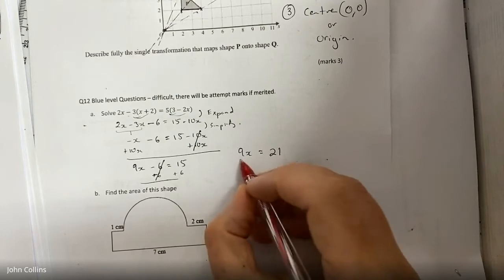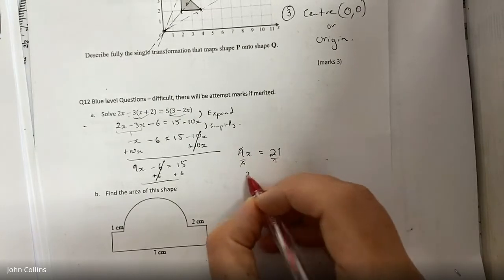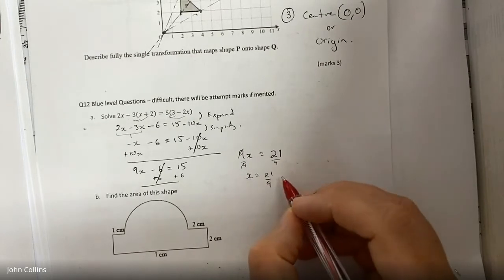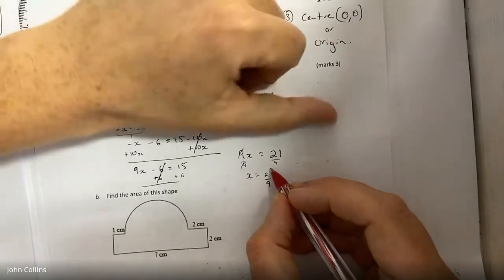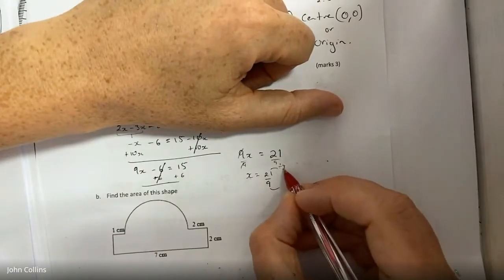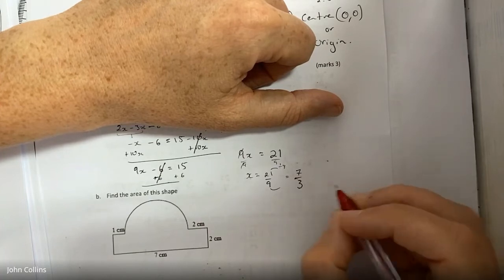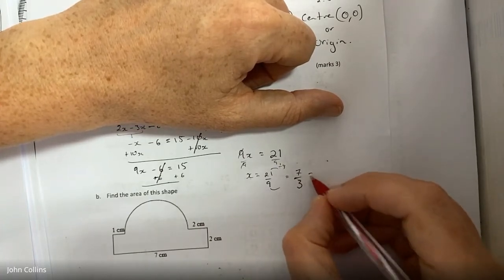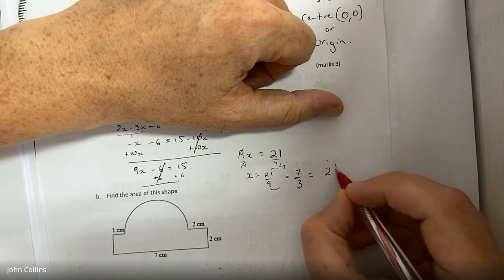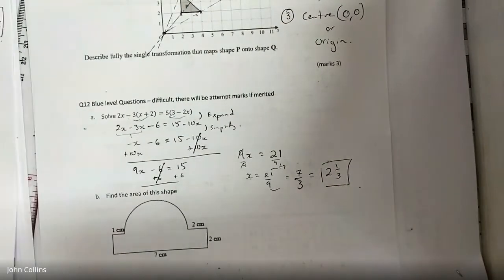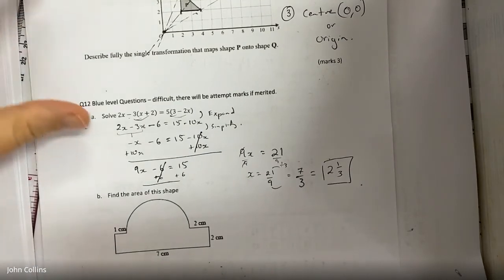Okay, and then divide both sides by 9. X is equal to 21 over 9. Now simplify. I can divide by 3. 7 over 3. And then I can simplify again. 3 fits into 7 twice with a remainder 1. 2 and 1/3. Or 7 over 3 I'll accept as well. All right. Next one.